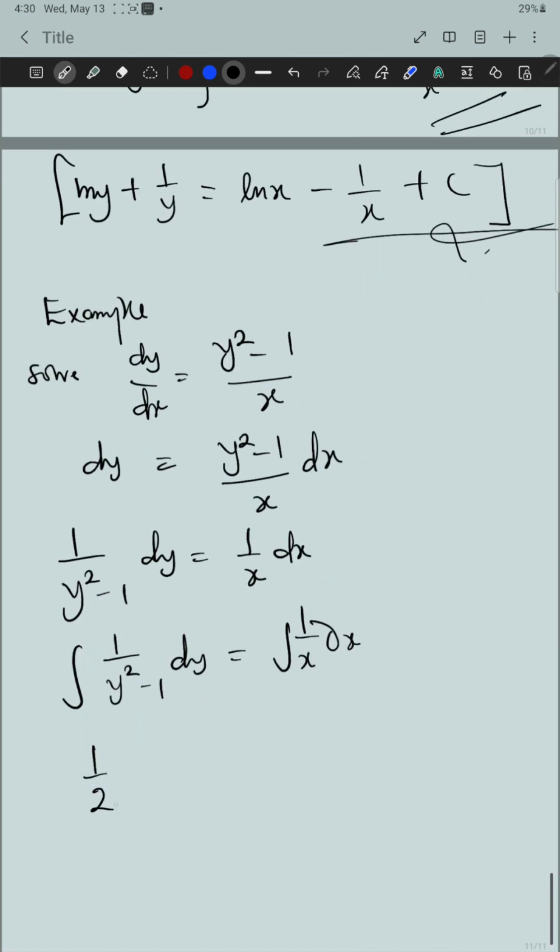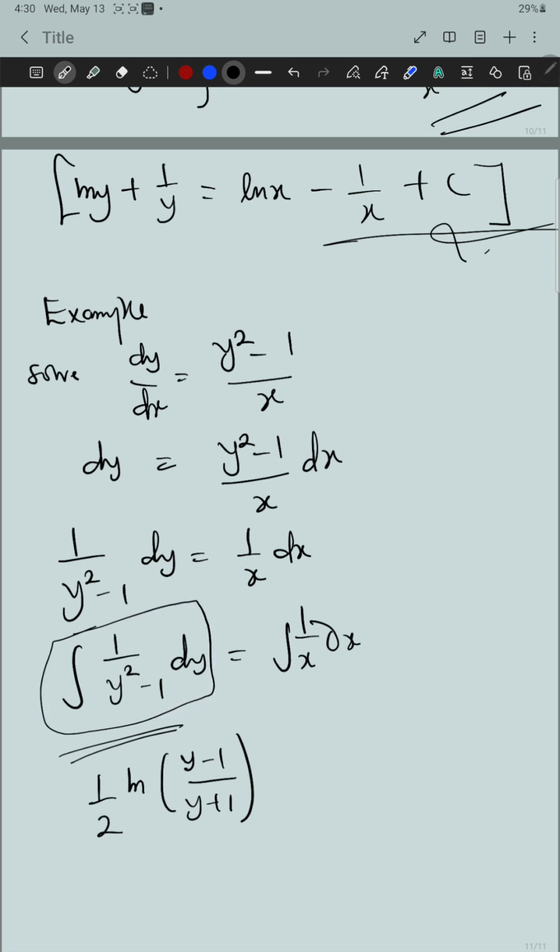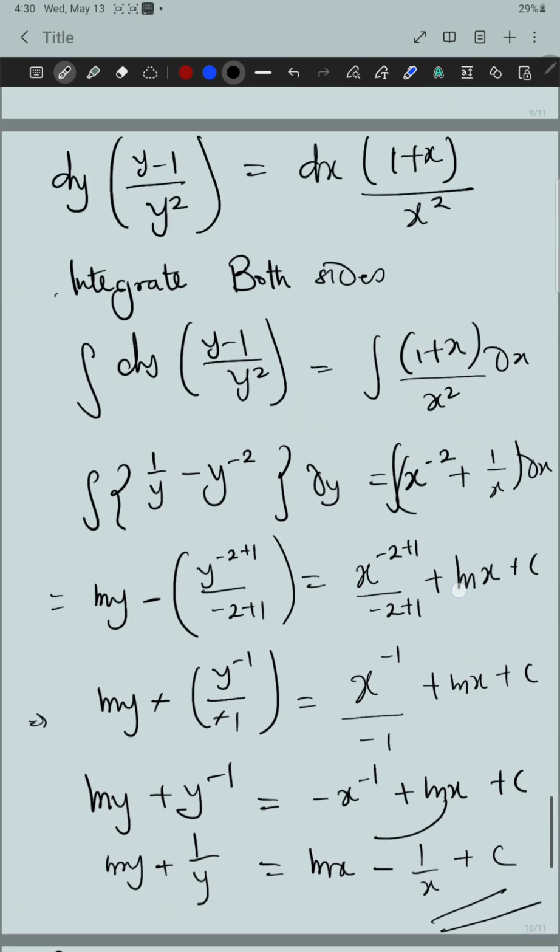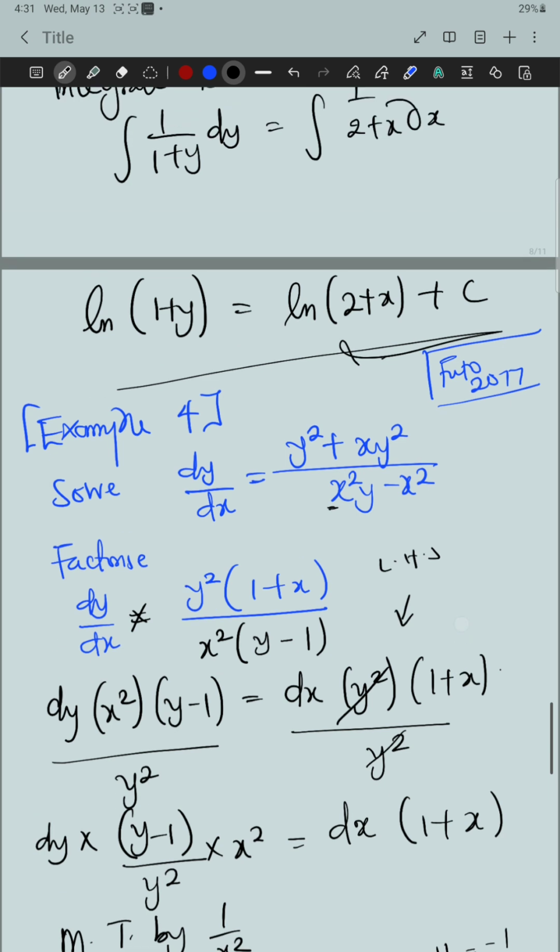Okay, so we have 1 over 2. These are special integrations. Whenever you want to integrate this kind of function, you can say 1 over 2 ln y minus 1 divided by y plus 1. Very soon we'll be doing a special series on integration so you can understand what happened here. 1 over 2 ln y minus 1 over y plus 1 is equal to ln x plus c. Did you see that? So these and many more we are going to be looking at very soon.